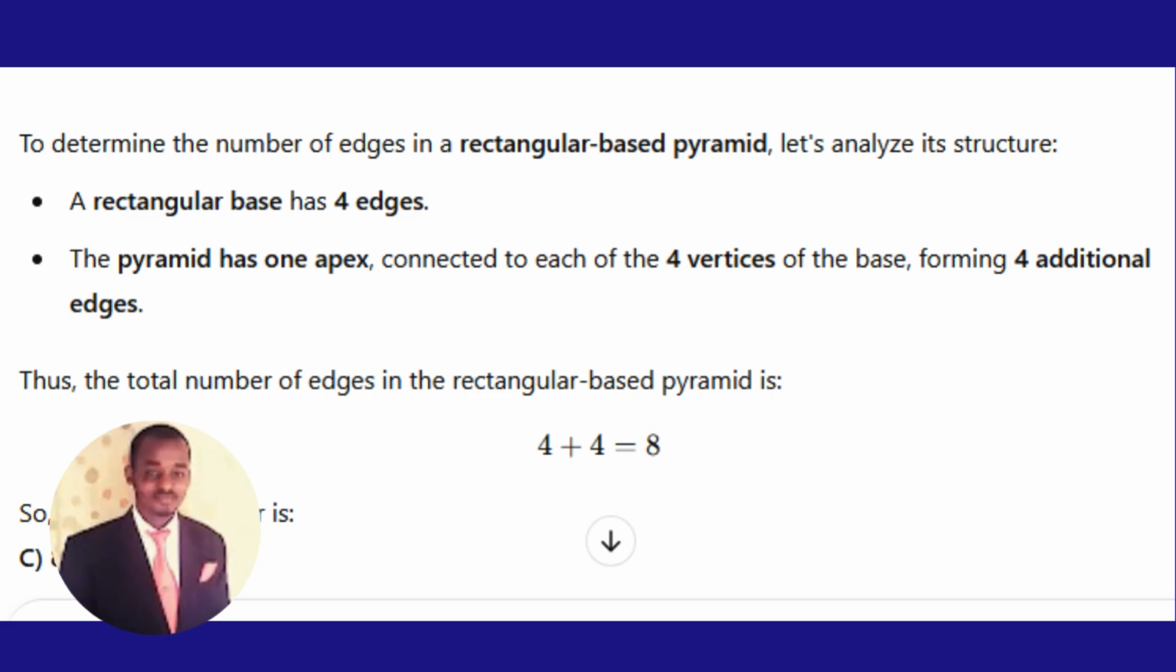So here is actually the calculation on how we came about that. To determine the number of edges in a rectangular base pyramid, let's analyze its structure. A rectangular base has 4 edges. The pyramid has one apex connected to each of the 4 vertices of the base, forming 4 additional edges. So this is how we came about it, which is 4 plus 4 equals 8.